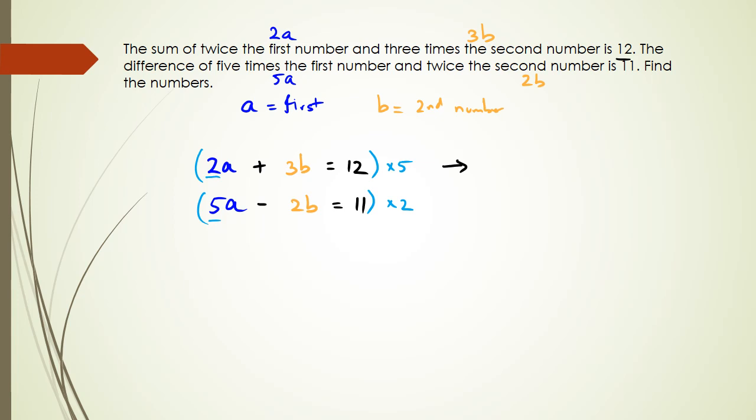So I've got 2A times 5, which is 10A, plus 3B times 5, which is 15B, equals 12 times 5, which is 60. And I repeat the process for the second equation. 5A times 2 is 10A, minus 2B times 2 is negative 4B, and then 11 times 2 is 22.